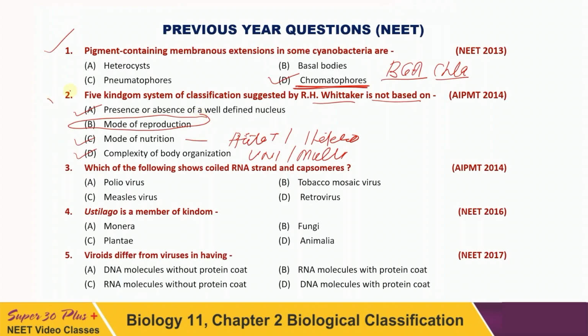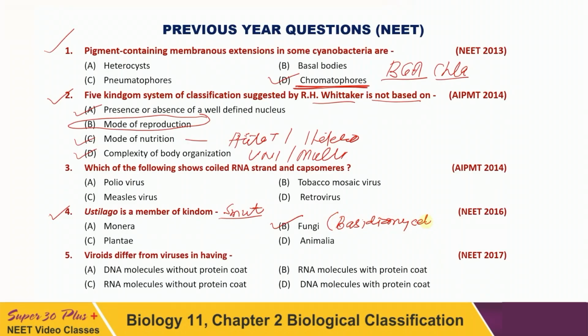Come to this question also. Say for example, Ustilago is a member of which kingdom. Ustilago causes smut disease. Rust and smuts, they belong to which? They belong to fungi. Even in fungi, to which class? That is Basidiomycetes. You have to remember it.